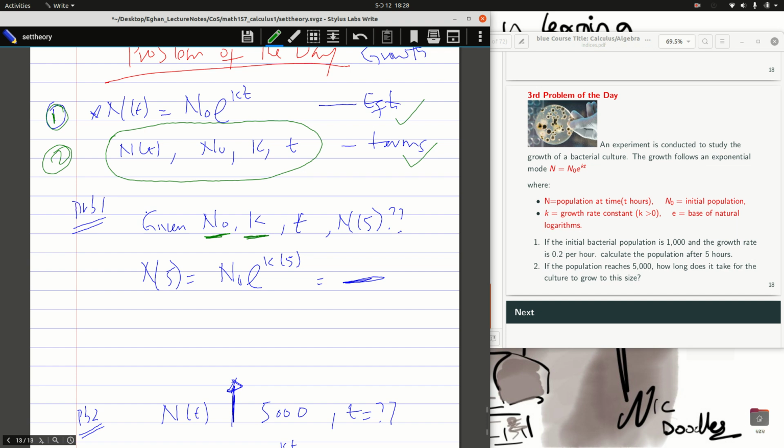Calculate the population after 5 hours. Time, t is given. We want to find N at 5. What do you do? You simply substitute the value for t into the equation. So N naught is given. I just have to find N at 5 here. So give me the answer in the comment section. What is the population of the bacteria after 5 hours?